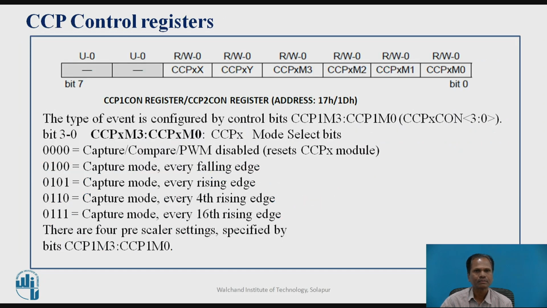Now this figure shows the bit format for CCP control register, CCP1CON. It is identical to CCP2CON; the same bit format is used. The least significant 4 bits are used to program different capture modes like every falling edge, every rising edge, every fourth rising edge of the received pulse. And there are prescaler settings specified by the least significant bits, CCP1M0 to CCP1M3 mode selection bits.